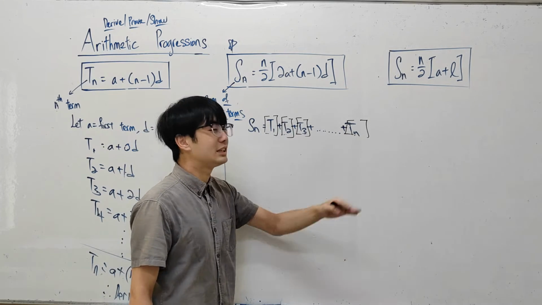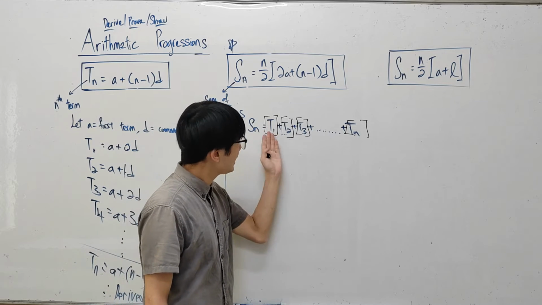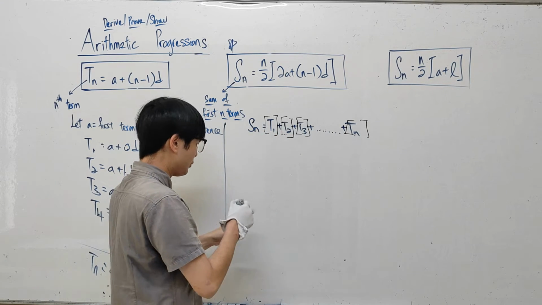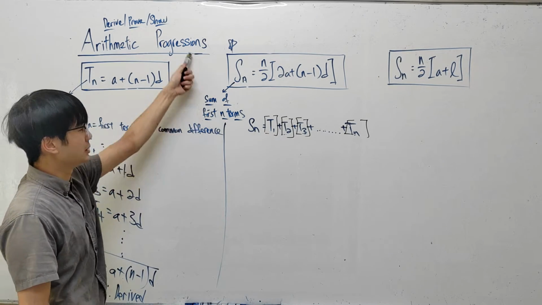So how many brackets here depends on how many terms, right? So it means it depends on the n. So there is n number of brackets here, right? Okay, what I want to do next is to use this formula, this Tn formula, right?